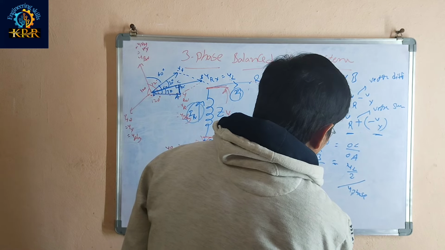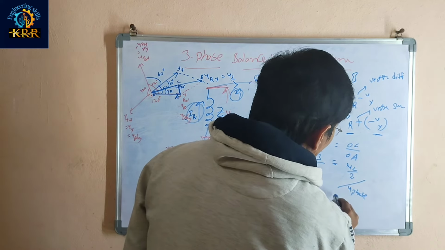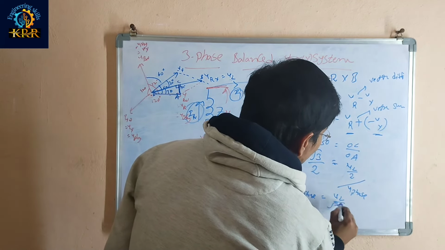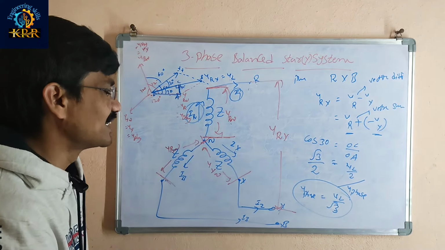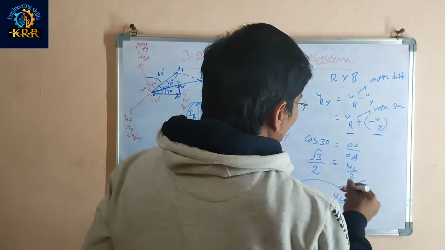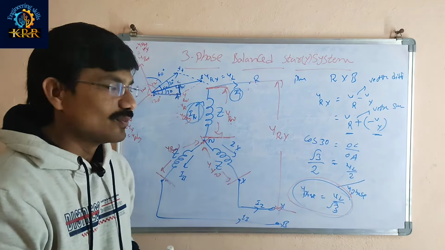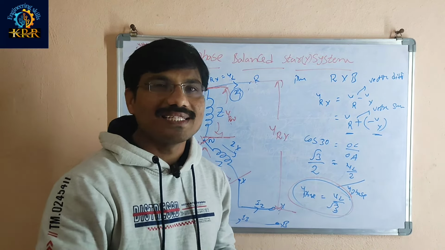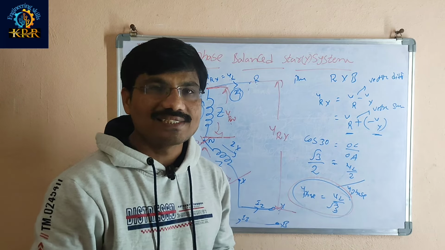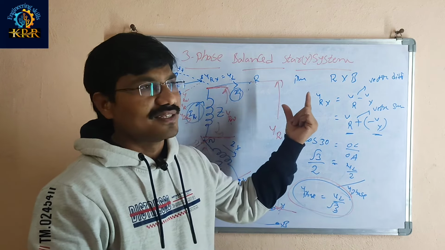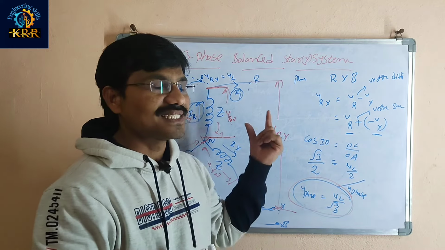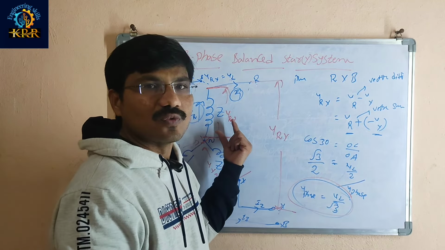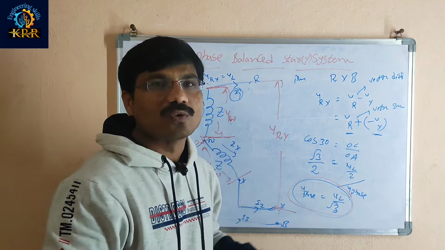You can solve this equation. Phase voltage is equal to line voltage by root 3. Now we get the two equations. Phase voltage is equal to line voltage by root 3. Second equation also we get. If it is a three-phase balanced star system, phase current and line current are equal. Now we go for the voltage. Phase voltage is equal to line voltage by root 3.